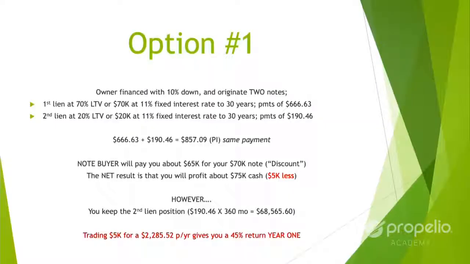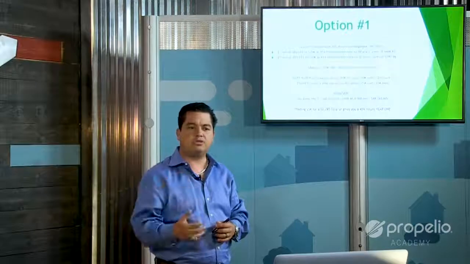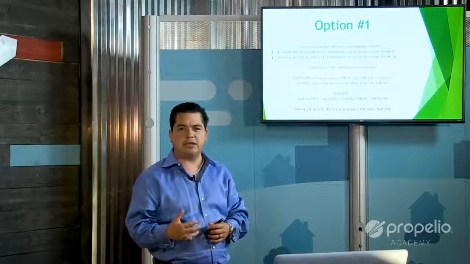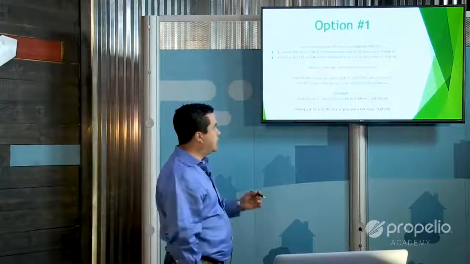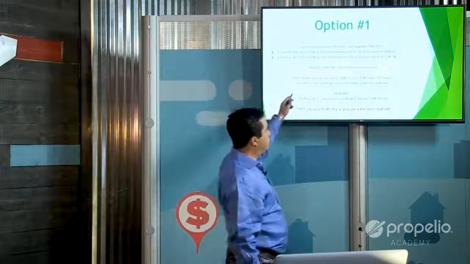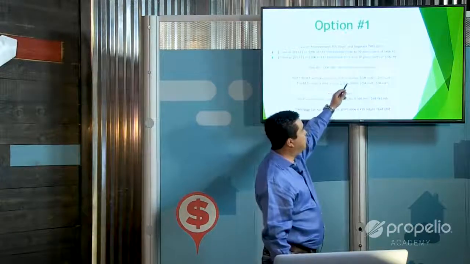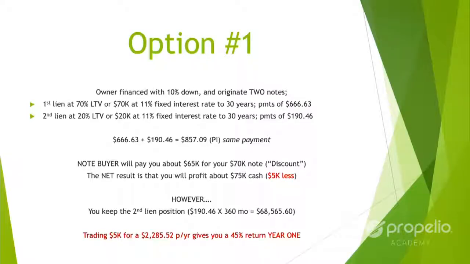So let's continue breaking down the numbers. Payment is the same, $857.09. Now, in this case, the buyer is going to realize that the first lien position is already at 70% LTV. So the discount that he's going to need is not going to be very big. He might want $5,000, $4,000, $6,000 just in case there's a foreclosure situation. So you're still going to get hit on the discount, but probably not very hard. I say $5,000 is very common. So the note buyer is going to pay you about $65,000 for your $70,000 note.